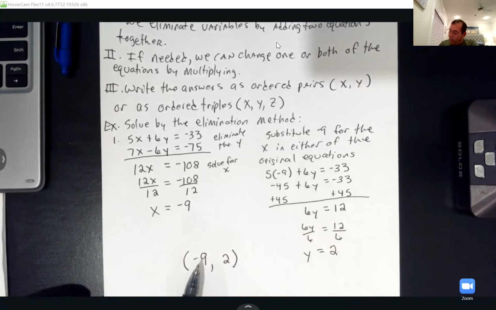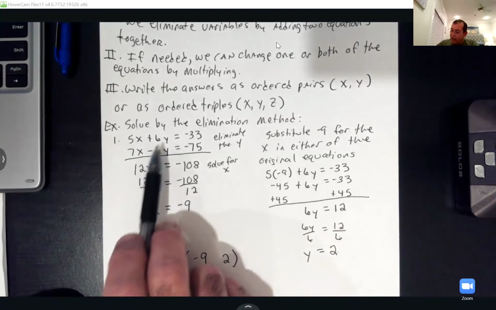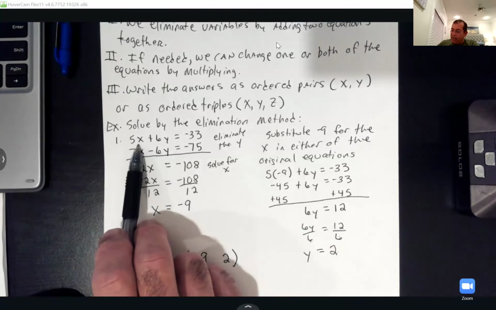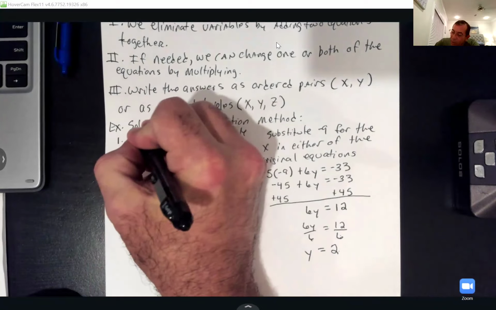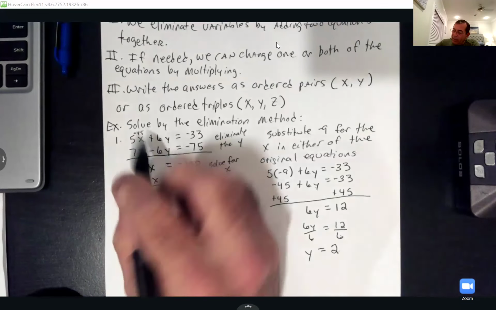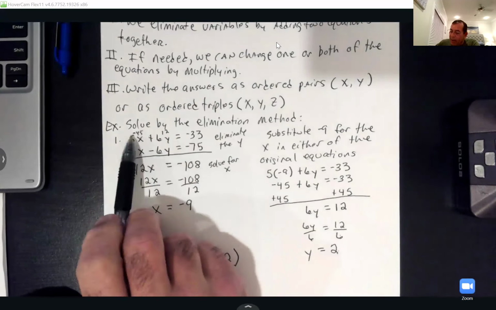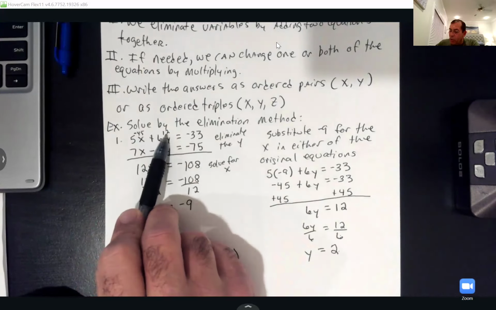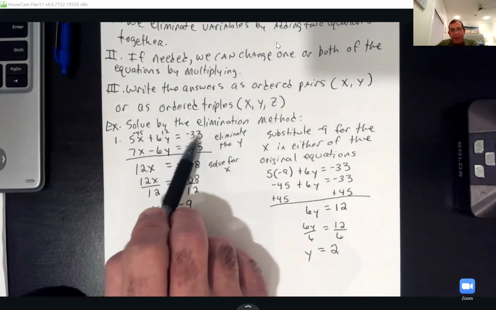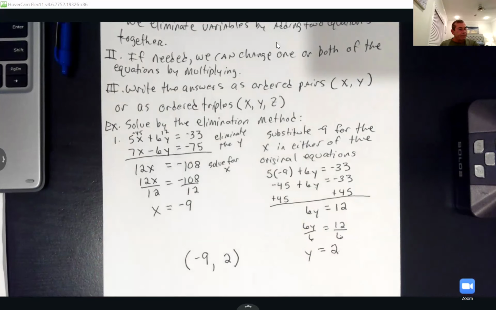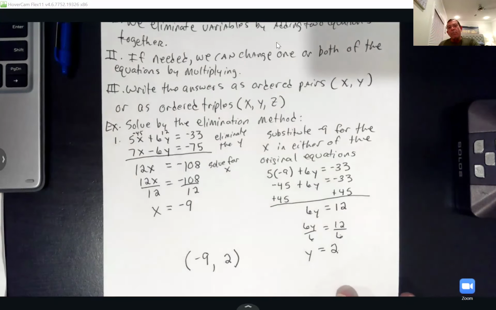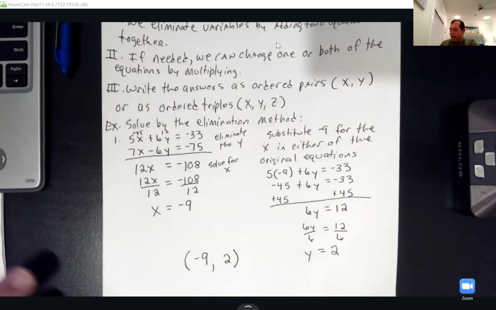Now, if you wanted to, you could plug this negative 9 in, that 2 in. So let's see, negative 9 times 5 is negative 45. So that would give you negative 45. 2 times 6 is 12. Negative 45 plus 12 equals negative 33. Okay, so they will check out once you plug them answers back in. So let me do one more and then I'll show you how to do these on the calculator.